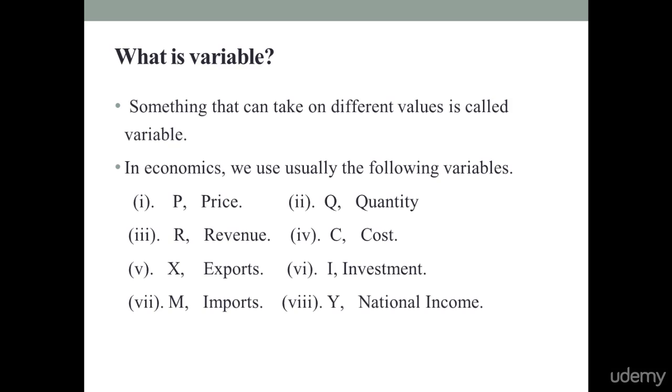Hi students, here we will discuss microeconomic variables and their functions. What is a variable? Something that can take on different values is called a variable, and in economics we use the following variables: P stands for price, Q for quantity, R for revenue, C for cost, X for exports, I for investment, M for imports, and Y stands for national income.